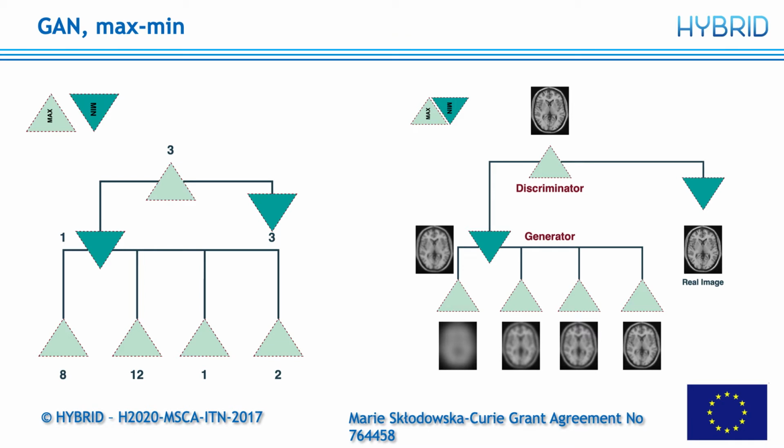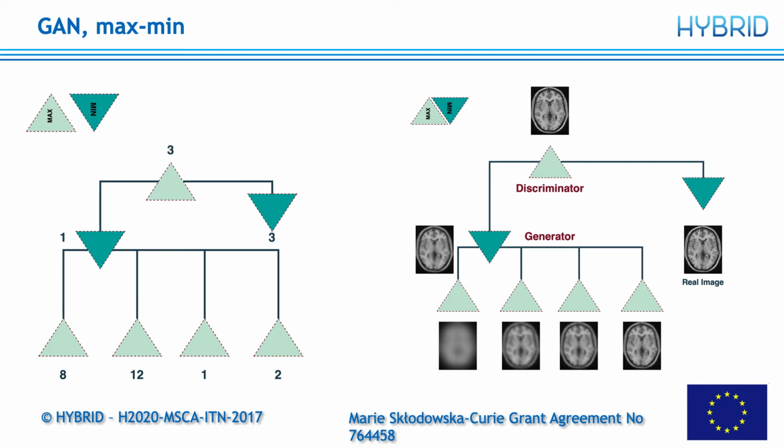In the left image, you can see the min-max tree taken from game theory. 8, 12, 1 and 2 are the samples, and the dark green is the minimizer and the lighter green is the maximizer. The minimizer selects 1 out of all the samples because it's the minimum, and the maximizer selects 3 from 1 and 3 because it's the maximizer. Similarly with GAN, in the right image, there are 4 samples in the bottom from which the generator picks the best one.